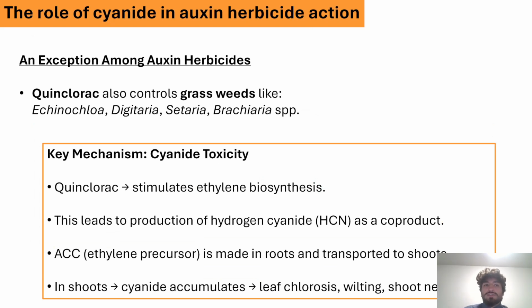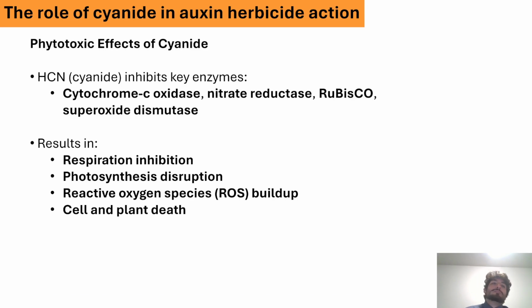However, there is an exception among the auxin herbicides called quinclorac, which also controls grass weeds, right, like Echinochloa, Digitaria, Setaria, and Brachiaria. And there's a key mechanism for this, which is cyanide toxicity. So basically, quinclorac stimulates ethylene biosynthesis, which leads to production of hydrogen cyanide as a co-product. And then the ACC, which is an ethylene precursor, is made in roots and transported to shoots. In the shoots, cyanide accumulates, leading to leaf chlorosis, wilting, and shoot necrosis. And these are the phytotoxic effects of cyanide.